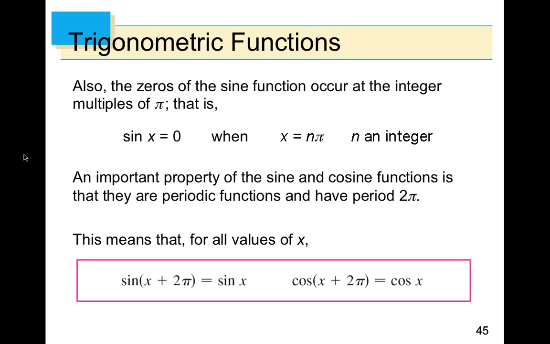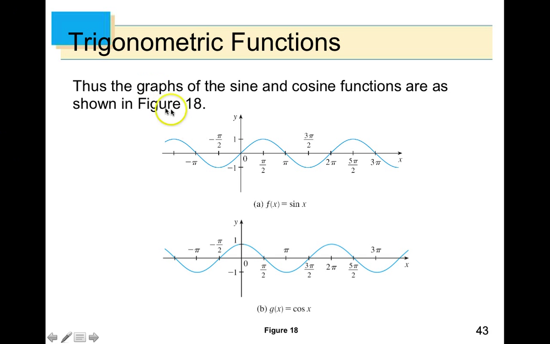Also, the zeros of the sine function occur at integer multiples of pi. So when sine x equals 0, then x is equal to n pi, where n is an integer. You should see it in the graph that for the sine curve, you'll have integer multiples of pi. So you'll have pi, you'll have 2 pi, 3 pi.